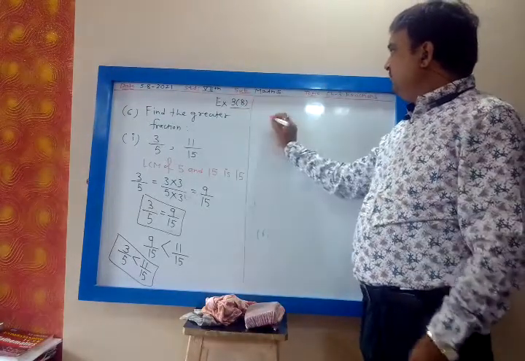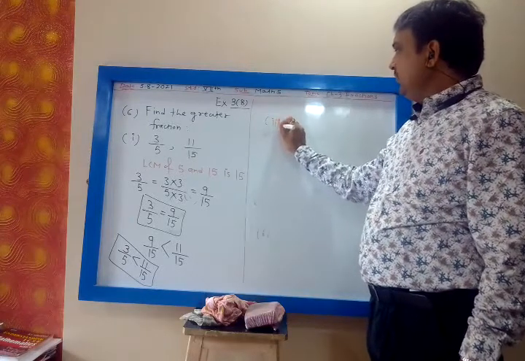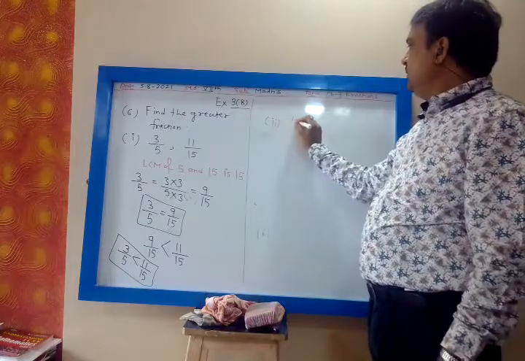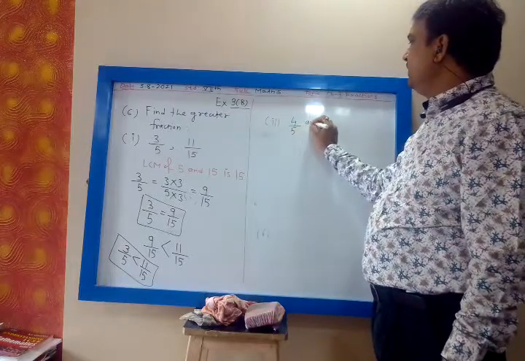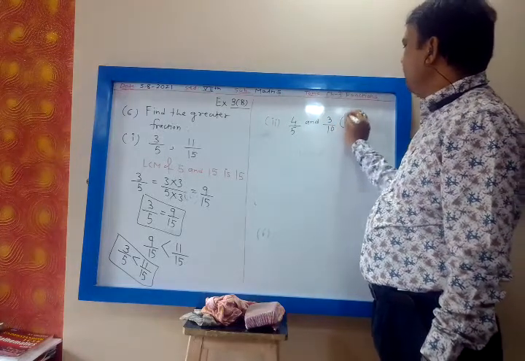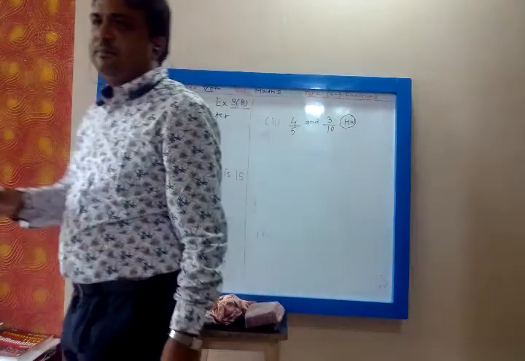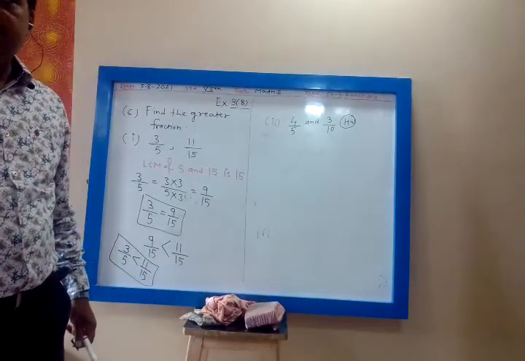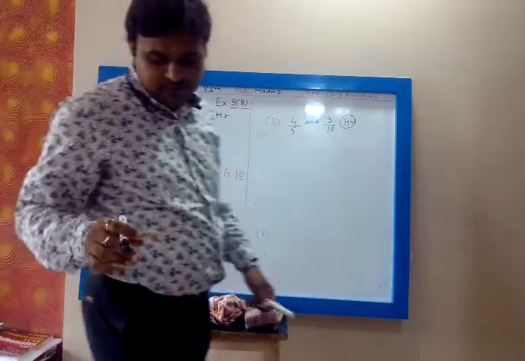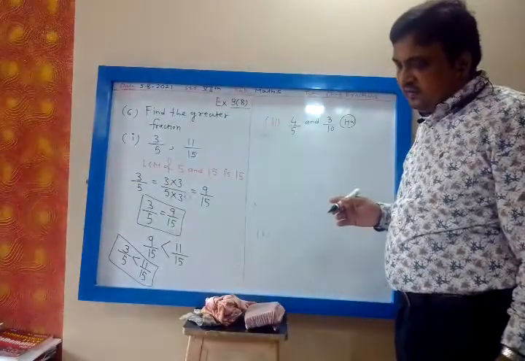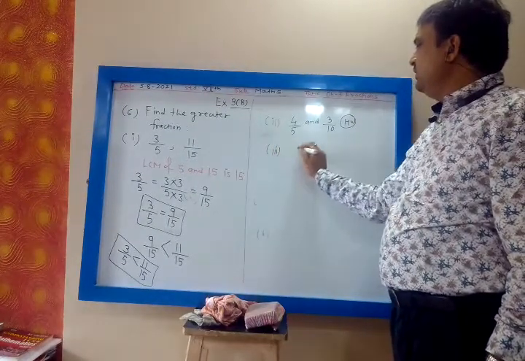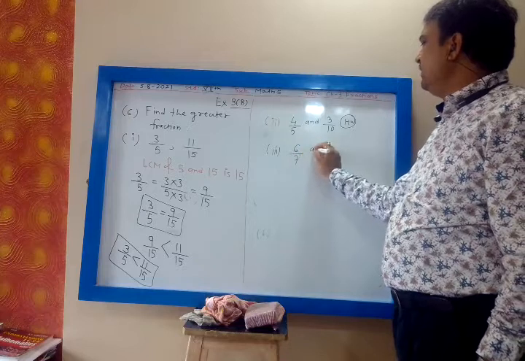Now the second: it is 4 by 5 and 3 by 10. Let me give this as homework. 4 by 5 and 3 upon 10. The next homework is 6 by 7 and 5 by 9.